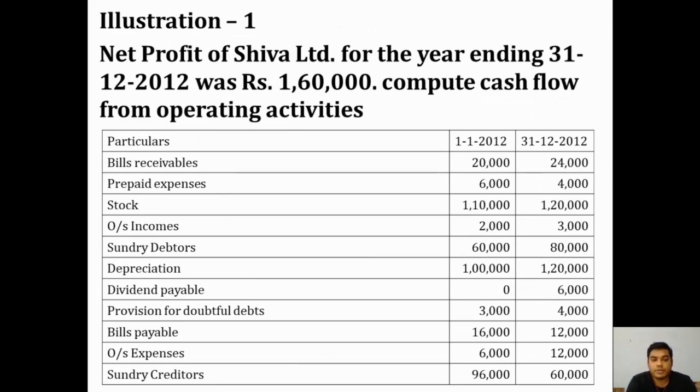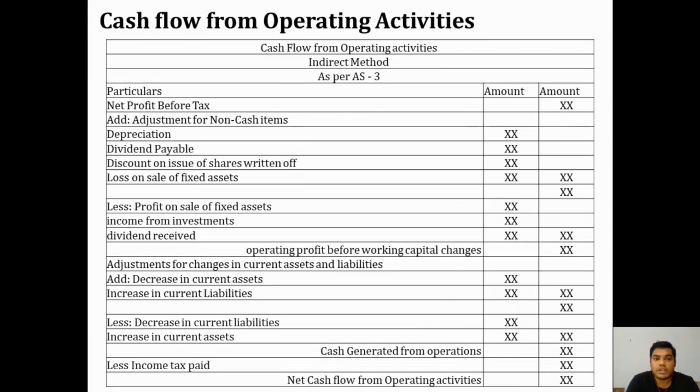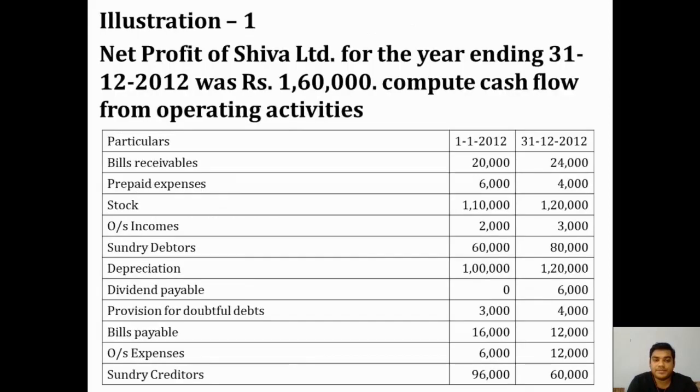Next point mentioned over is depreciation. Depreciation and dividend payable are treated as non-cash or non-operating expenses. Even these two things have to be added back to the net profit. If you check in this slide, the net profit before tax, we are adding adjustments for non-cash items. Here we have mentioned the depreciation, dividend payable. So here we are adding back.